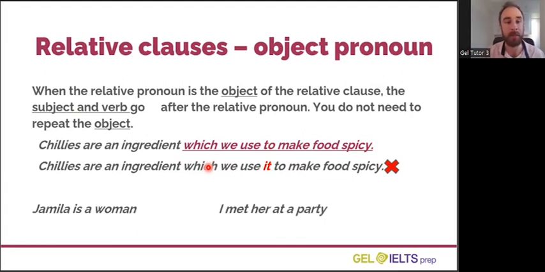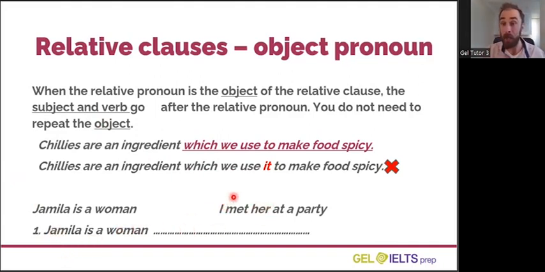Okay, let's practice this. Jamila is a woman. I met her at a party. Can we make a relative clause using the first sentence and adding the second sentence there? Look at the next question below this video and type the words to complete this sentence.